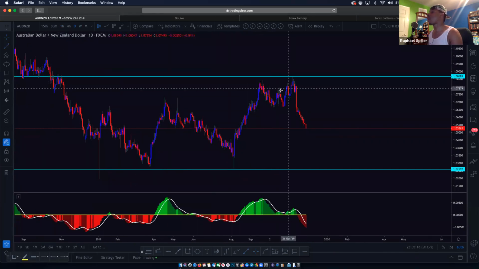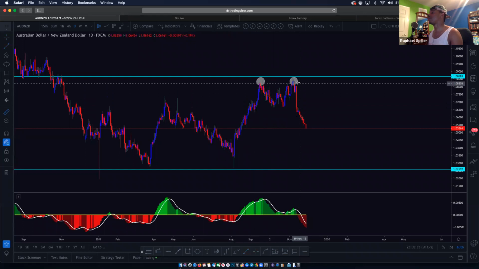A while ago, probably around October, I was expecting this to fall. I think me and Spiller expected this to fall. It came up a little bit, that's fine. You know, you sell high, you buy low. In this case, we sold high. Caught this move right here. You expected this move to happen. Hold 300 pips.